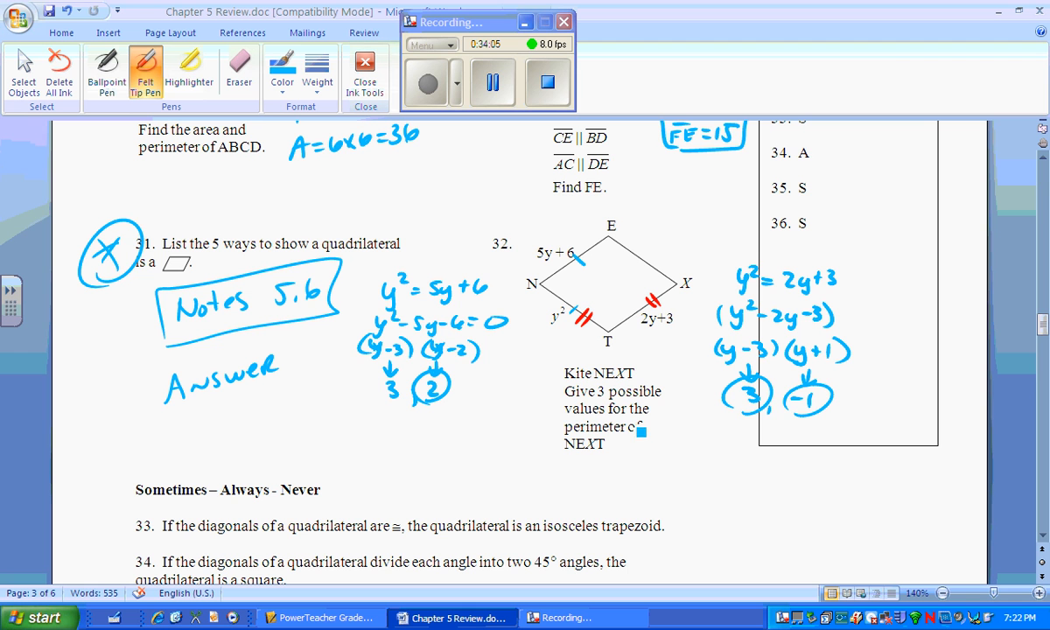Give the 3 possible values for the perimeter. Well, you have to think about it. When these two were congruent, this would be 9, 9. Over here, it'd be 21 and 21. So with 3, the perimeter is 60. With negative 1, so that's 1 and 1, and this becomes 1 and 1. So with negative 1, the perimeter is 4. And when there's 2, we get 2 goes in here.